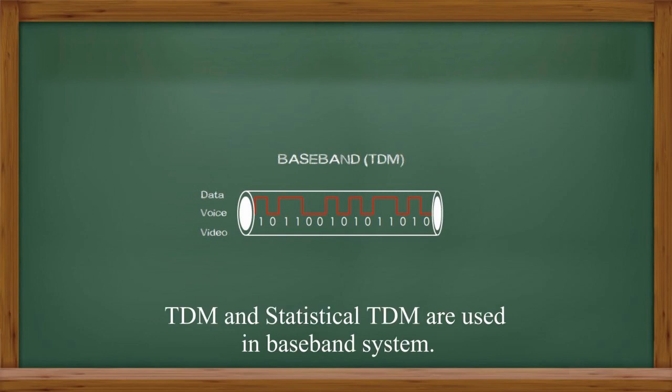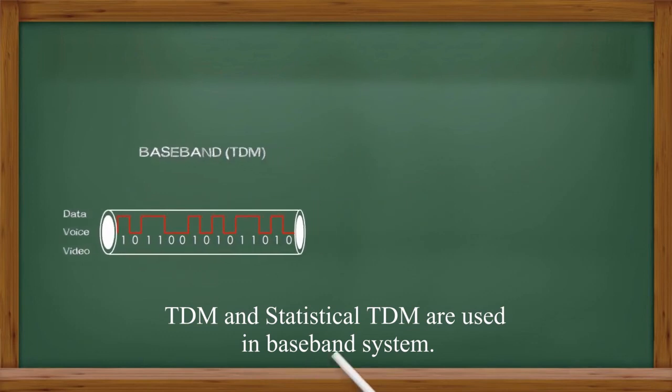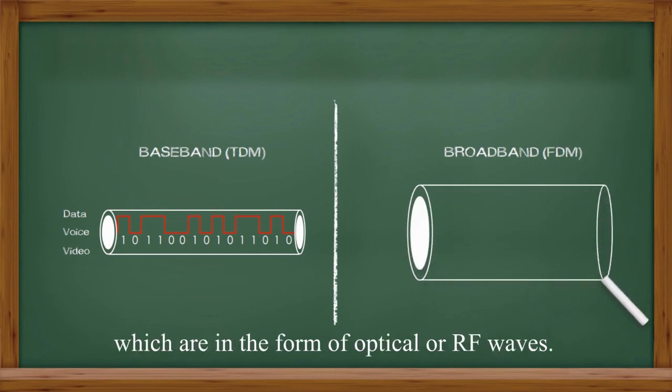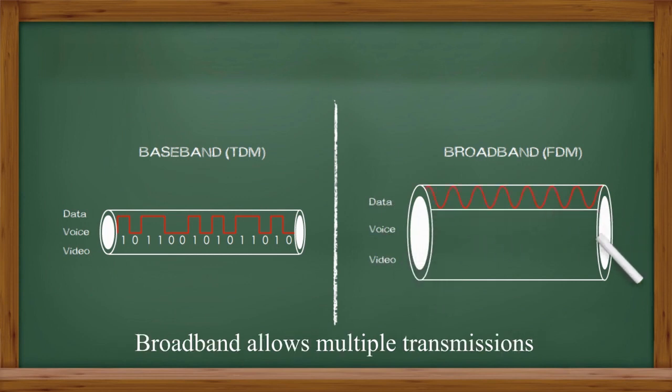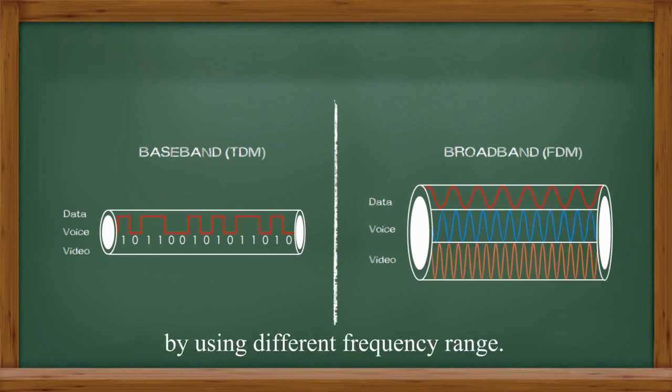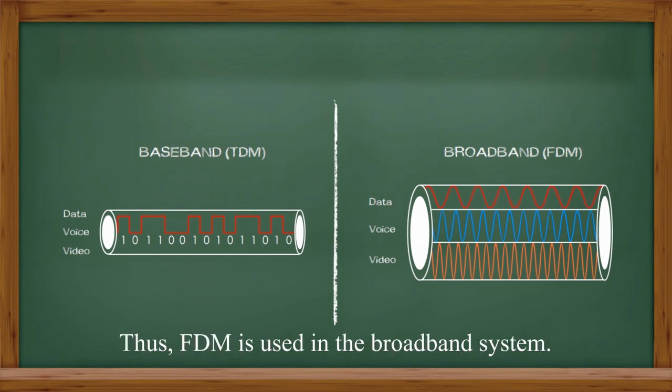TDM and statistical TDM are used in baseband systems. Broadband transmissions deal with analog signals, which are in the form of optical or radio frequency waves. Broadband allows multiple transmissions at the same time. They can share one channel by using different frequency ranges. Thus, FDM is used in the broadband system.